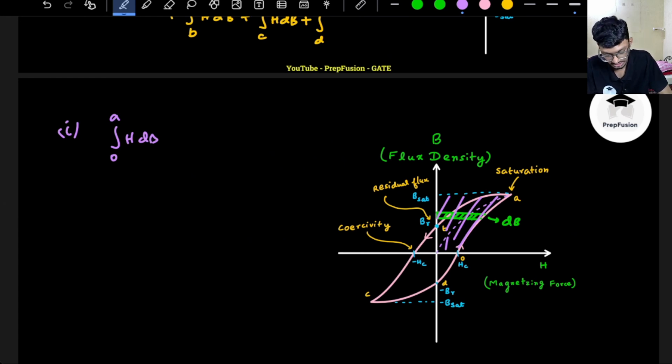So this is a positive area. If H dot dB is positive, that means what? The integration of H dB is positive, that means the material is absorbing the energy. So material is absorbing energy.